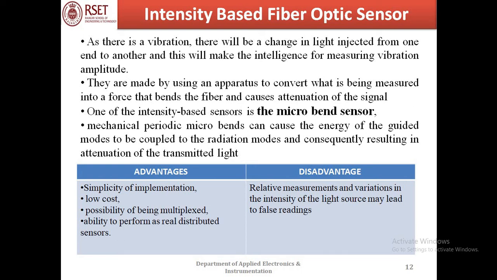Intensity based sensors require more light and therefore usually use multimode large core fibers. There are a variety of mechanisms such as microbending loss and attenuation that can produce a measurement induced change in the optical intensity propagated by an optical fiber.